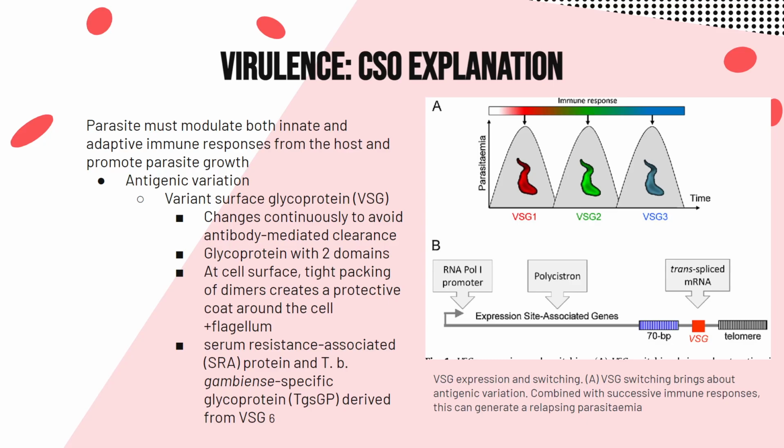In addition, Trypanosoma brucei employs a serum resistance associated protein to cause disease in its host. It also uses a glycoprotein that is unique to Trypanosoma brucei gambiense, called TgsGP, the TB gambiense specific glycoprotein, that codes for a shortened sequence of the VSG, which contributes to the surface variation.